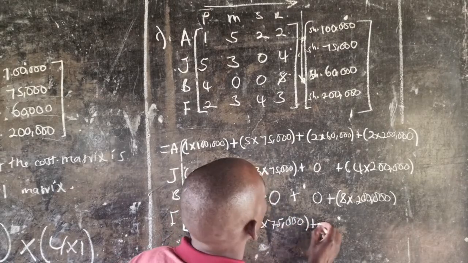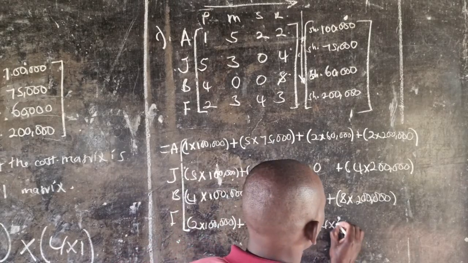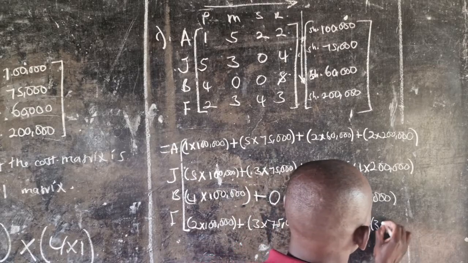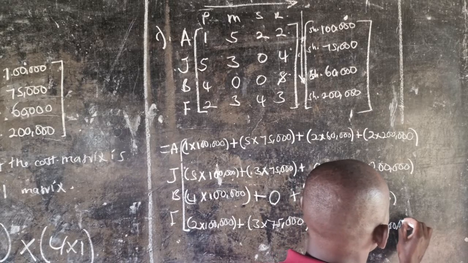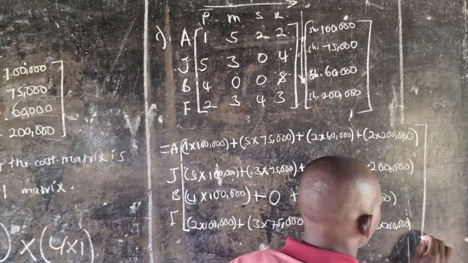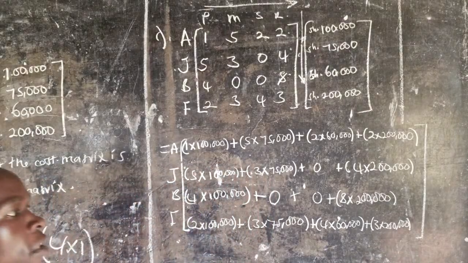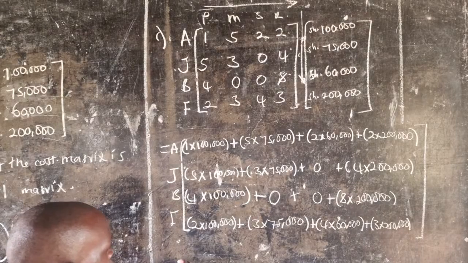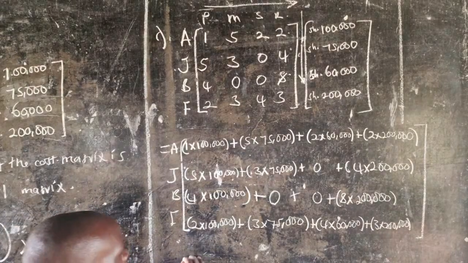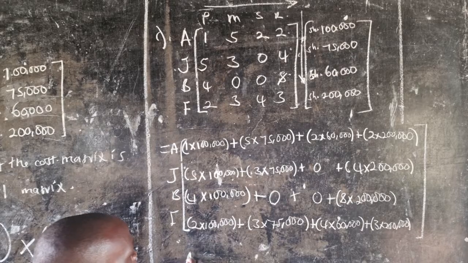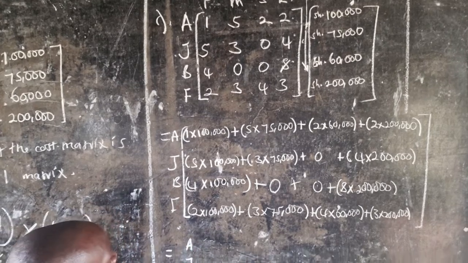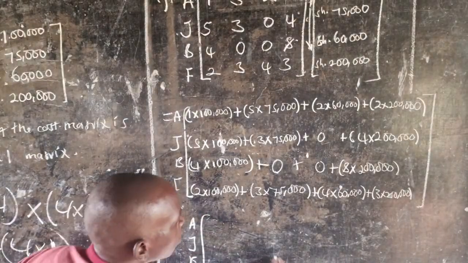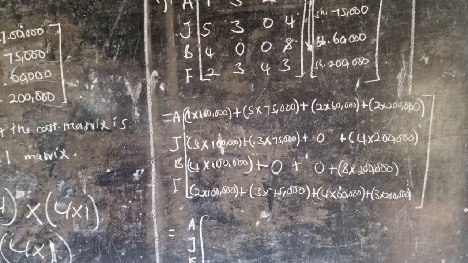75,000, plus a 4 times 60,000, and then plus a 3 times 200,000, like that. Endeavor to thereafter close the matrix in that form. So we shall finally have these people here. We shall have Arayo, Josephine, Betty, and Francis having this amount here.